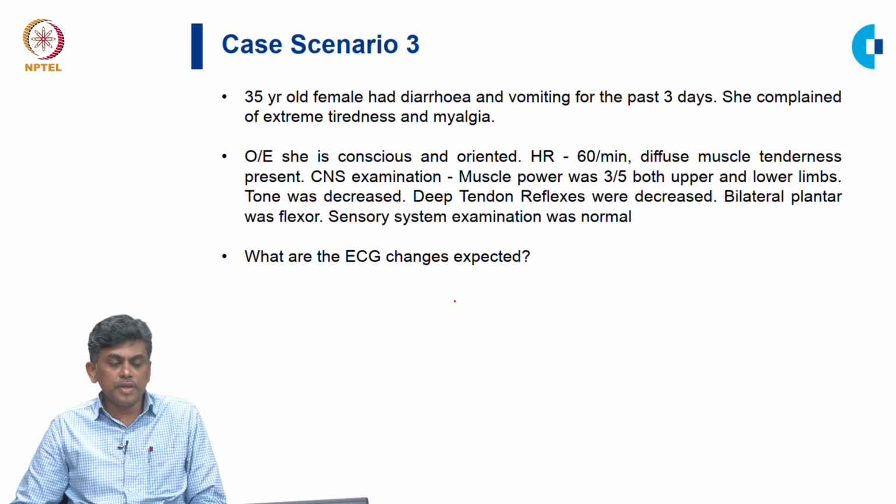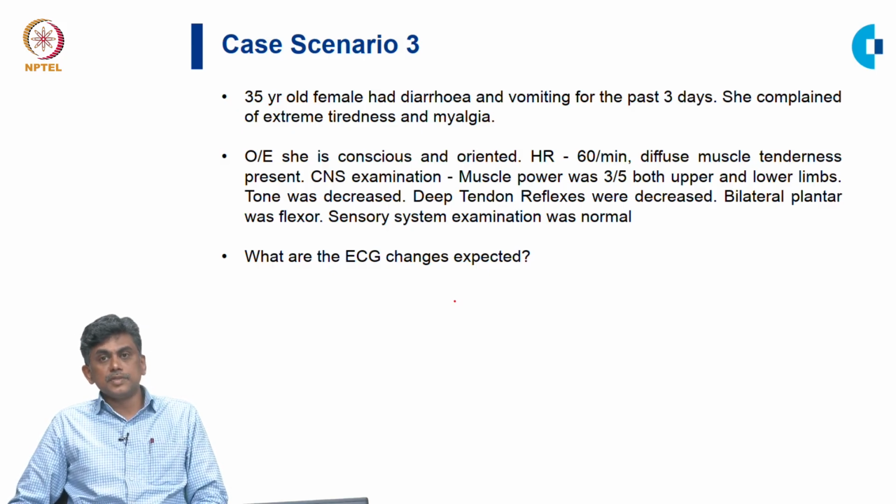Now a 35-year-old female had diarrhea and vomiting for the past 3 days, and she complains of a lot of tiredness and myalgia, muscle pain. On examination, she is conscious and oriented, heart rate is 60, there is diffuse muscle tenderness. If you press on the muscle, there is tenderness all over, and muscle power is also getting less. She is not able to use her limbs properly, upper and lower limbs. The tone is less. The reflexes are mildly decreased, plantar flexor, sensory examination is normal.